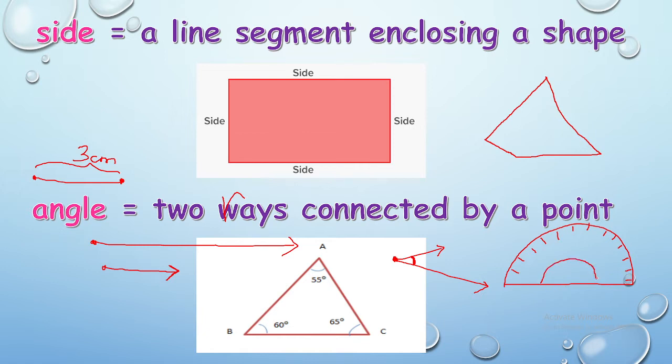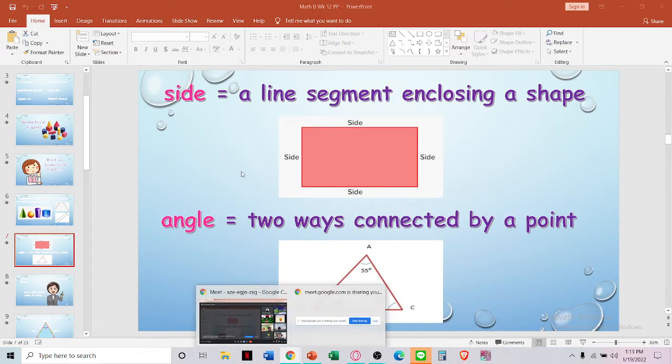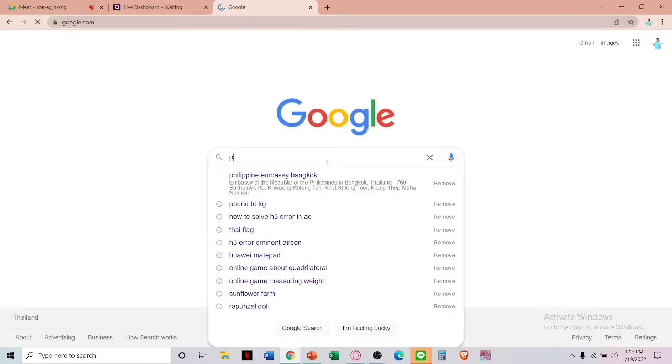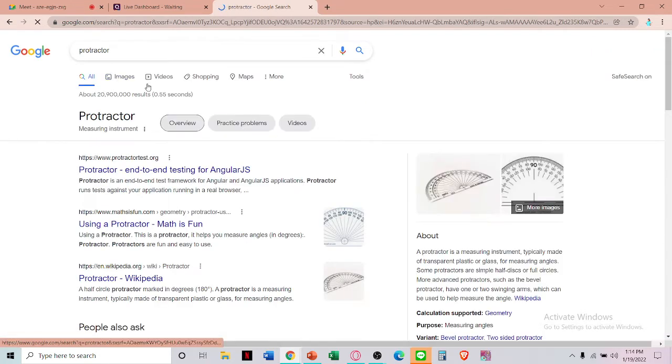Do you know what a protractor is? I'll show you. This one is a protractor.